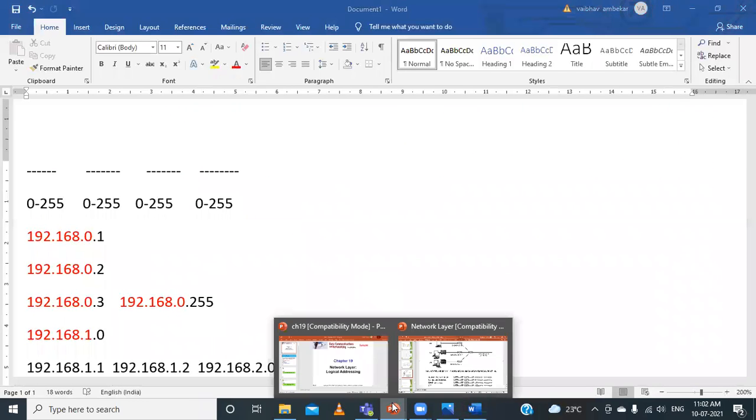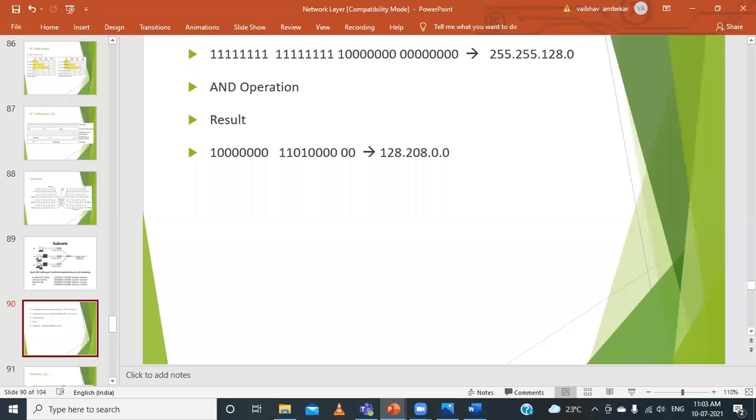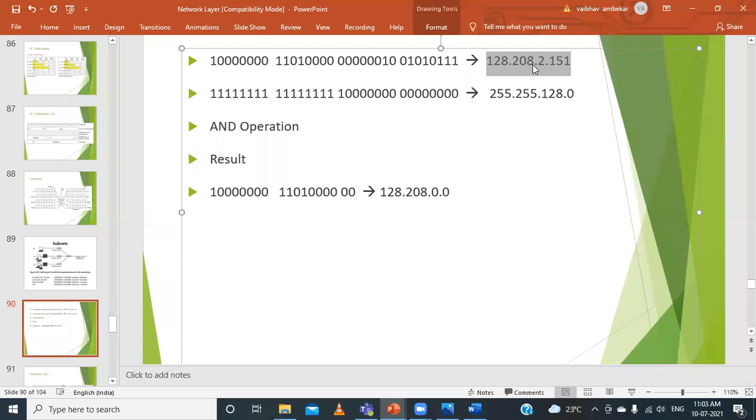So like this I told. Suppose there is a packet. For example, understand that we have an IP address 128.208.2.151. Okay, this is my IP address. I don't know where it belongs to. It can belong to the electrical department, the CS department, or the arts department and so on. So a packet has arrived at this destination. This is the destination address.